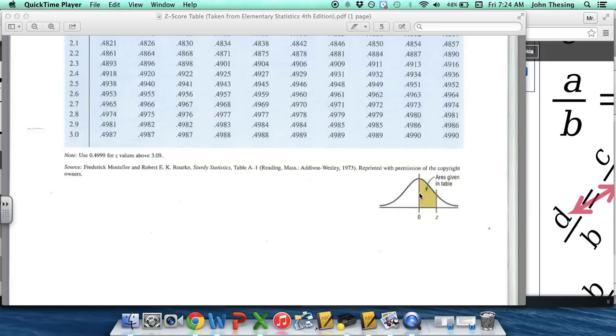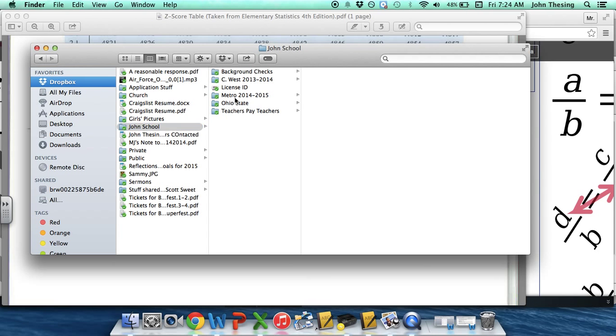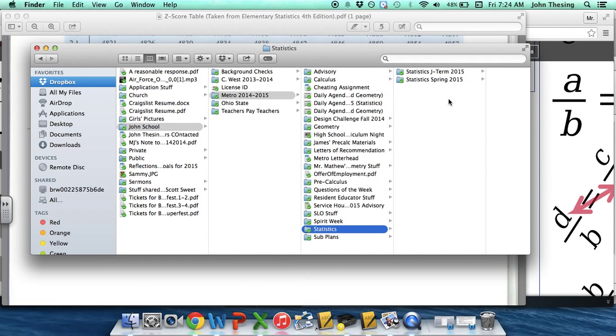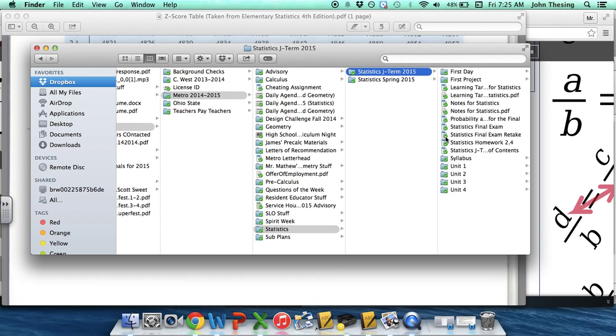Okay, so if z was 1 here, then we could just look at the typical table we use, and so let me actually just pull that up here. Where did I put it? Sorry.